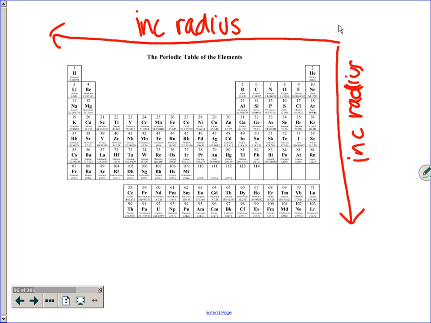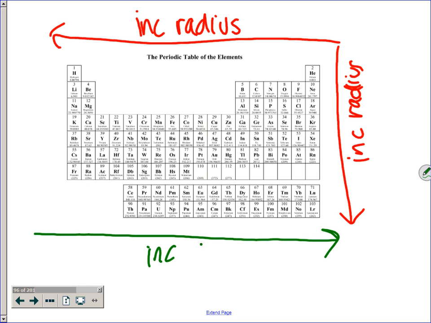Okay, so they're saying electronegativity increases from left to right. So I'm going to go below the periodic table. I'm drawing an arrow, and I'm saying increasing EN. If I say EN, can you guys understand that's electronegativity? I'm just abbreviating. Okay. All right.